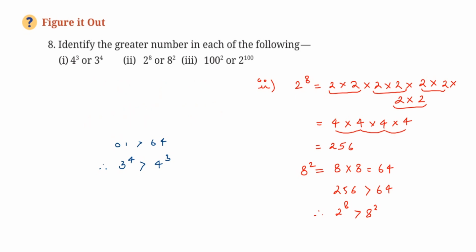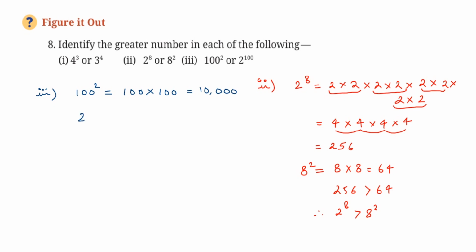And the last one will take a lot of time because the power is 100 there. So let's see how to do it. This is third one. We have 100 square. Now 100 square is easy to solve. We have to just multiply 100 by itself. So 100 times 100 is 10,000. You have to just put 4 zeros.